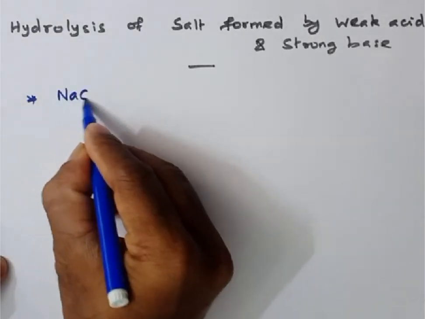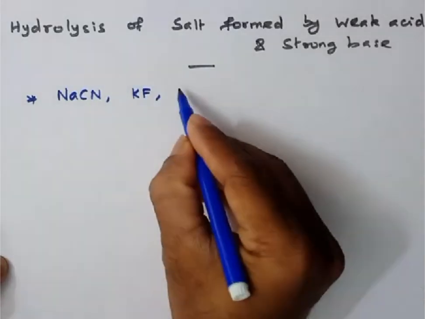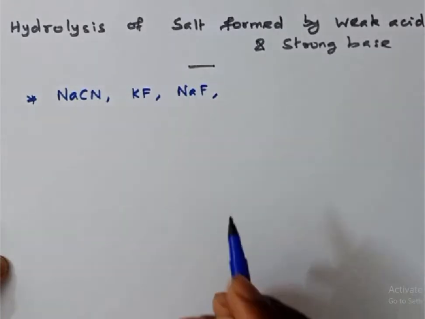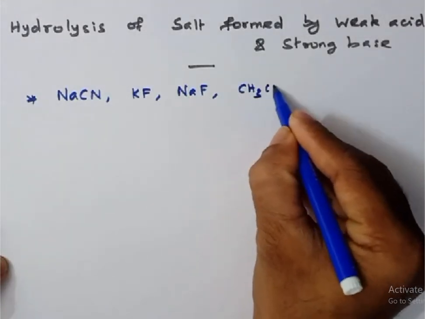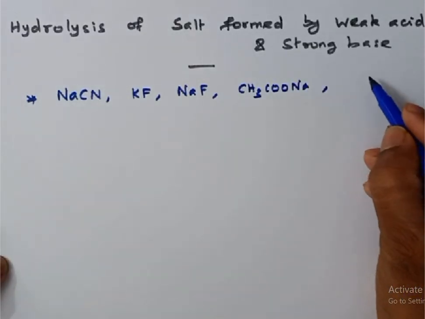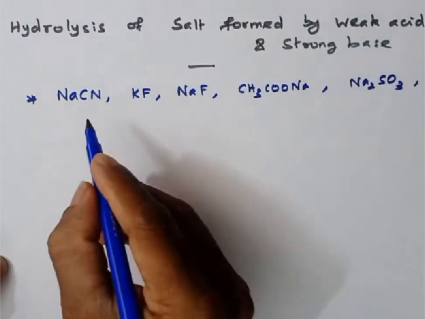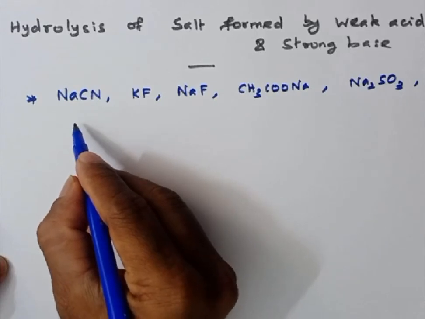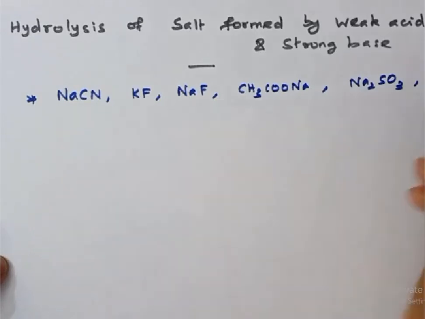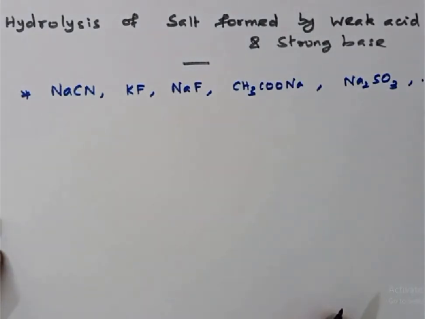Sodium cyanide, potassium fluoride, sodium fluoride, sodium acetate. Then we have sodium sulfite, etc. Many examples are there. These are a few examples for salt of weak acid and strong base.